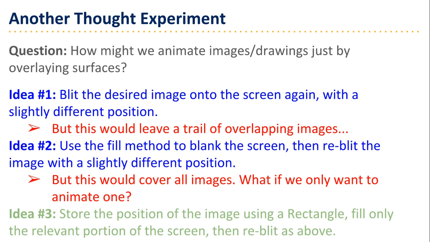This is what we're going to look at how to implement in code for the rest of this video. We're going to draw an image, we're going to store the position in a rectangle, we're going to fill only that portion of the screen, and then we're going to change the position and reblit. And when we do that fast enough, and as you know, computers work at lightning fast speeds, it will resemble animation. Rectangles. I mentioned this thing called a rectangle. What is it and how do I do it?